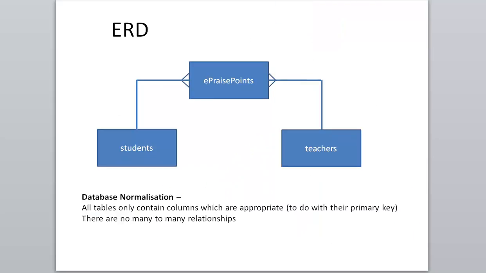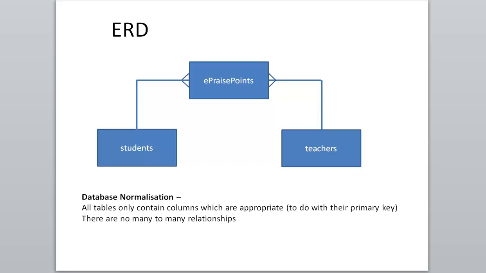ERD which works. And this is part of database normalization. We make sure when we normalize a database that all tables only contain columns which are appropriate. In other words, each thing in a table relates to its primary key and nothing else. And if you've done that, you've made sure that the table is normalized, it's logical. And in a database, we can't have any many-to-many relationships. So it's all got to be one-to-many relationships.